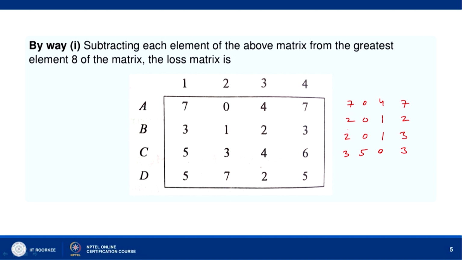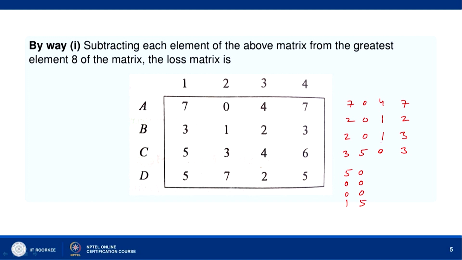So, in the first column the smallest element is 2. We subtract 2 from all the elements of the first column and we get 5, 0, 0, and then we get 1. In the second column the smallest element is 0. So, when we subtract 0 from all other elements of this column we get the same elements. So, 0, 0, 0, 5.